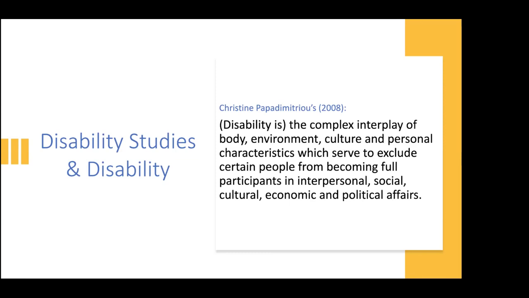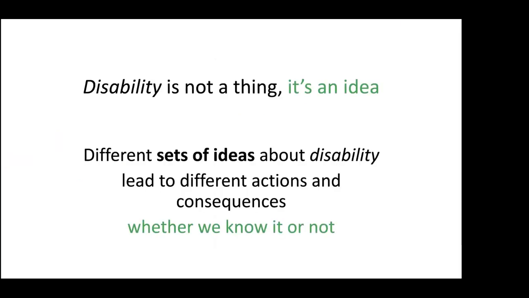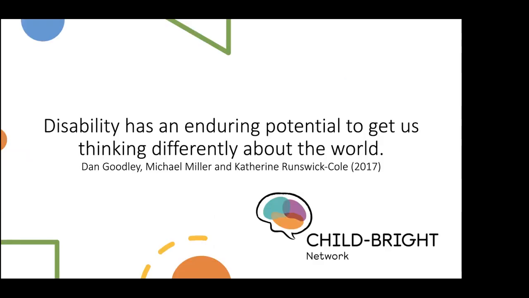Here again, you see that we're trying to introduce ways to rethink some core concepts so that we can then think about how these ways of thinking influence the people we work with. And in this module, we go further into thinking about whether disability is actually a thing or an idea, and pointing out how these sets of ideas lead to different actions and consequences, even when we're not aware of it. And instead, we introduce again a more affirmative idea where we can think about disability as an enduring potential to get us to think differently about the world at large.